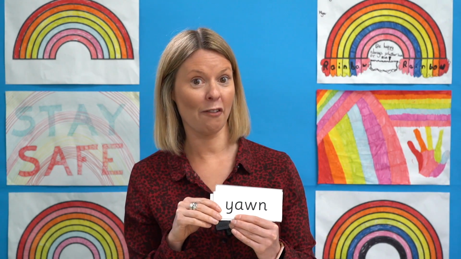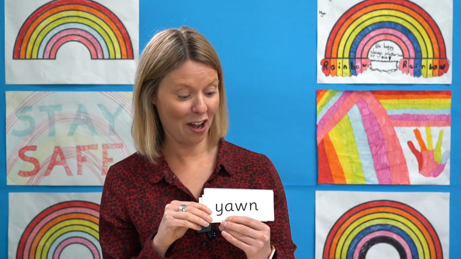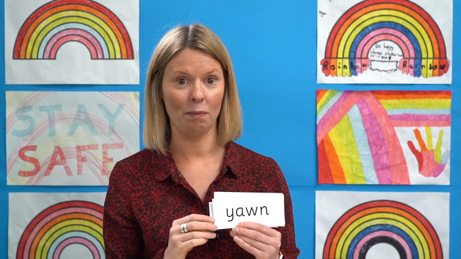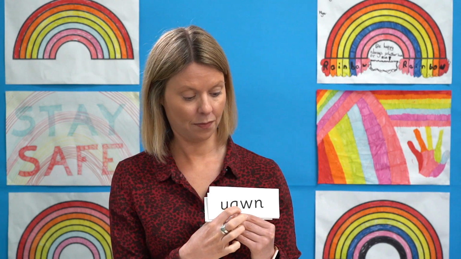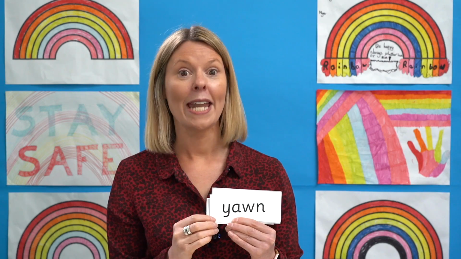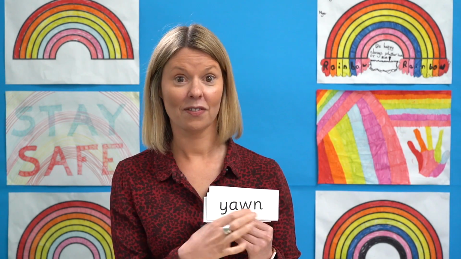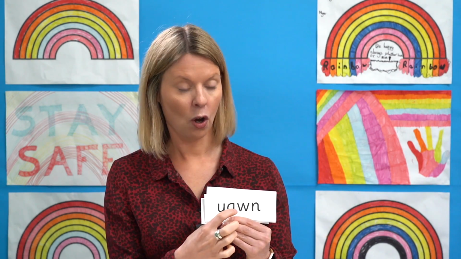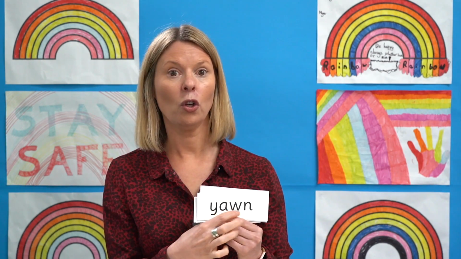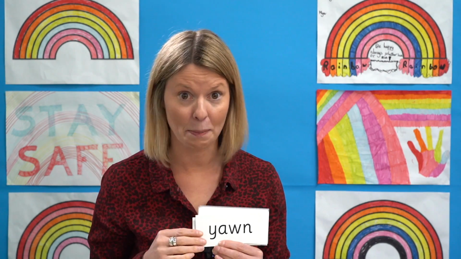Can you spot the digraph this time? You're right. The digraph is or. Read each sound as I point. Now blend and read the word. Y, or, n. Yawn. Oh, sorry, that was a big yawn.